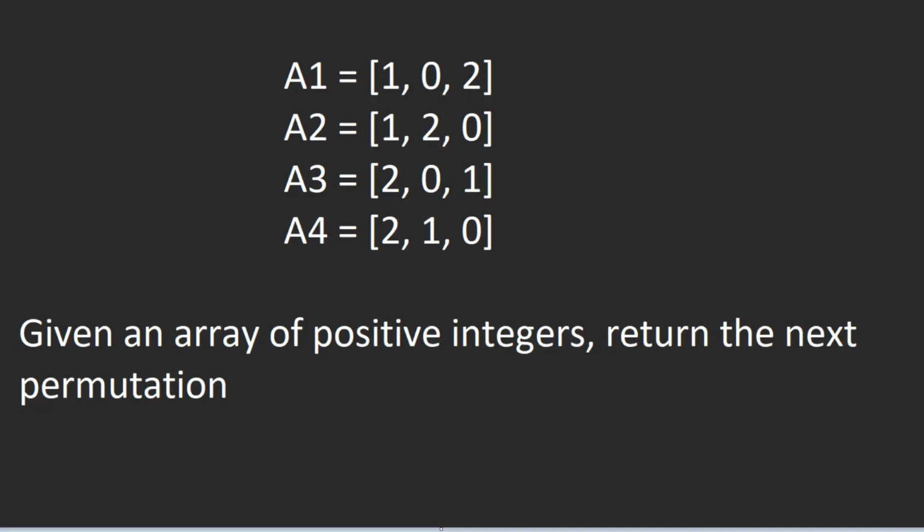For this problem, we want to write a program that takes as input an array of positive integers and returns the next permutation using dictionary ordering. What this means is that if we have the array 102, the next permutation would be 120. The next permutation after that would be 201, and then finally 210. If the array that we're given is the final permutation, we want to simply return an empty array.